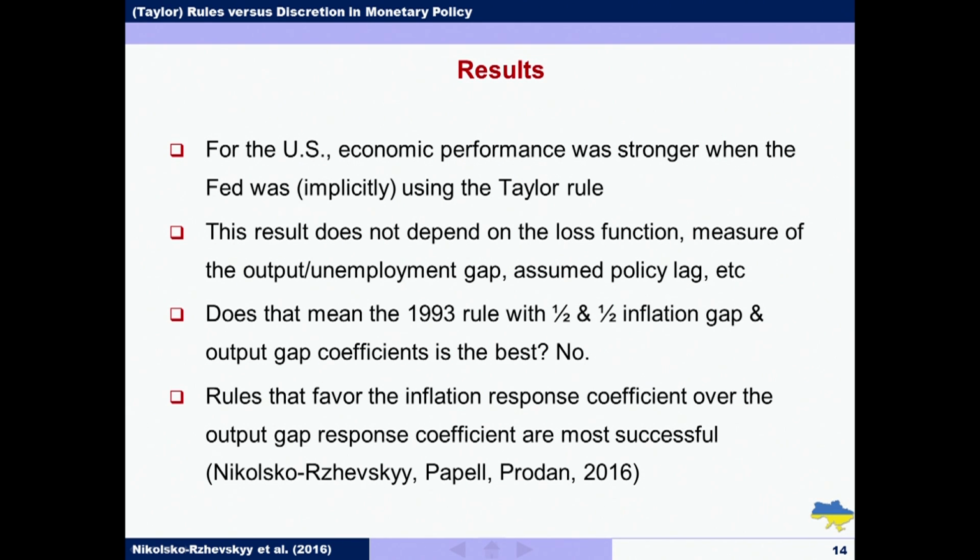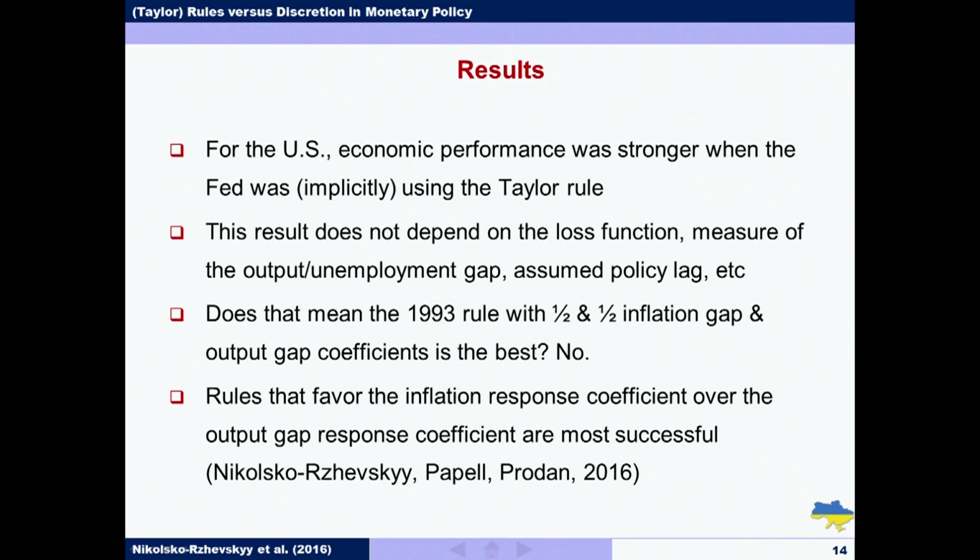Of course, in all of that analysis, we compared the classical 1993 rule to discretion. And yes, we indeed obtained that the classical rule seems to work better than discretion. But does it mean that the classical rule is the best possible rule? The answer is no. The classical rule assumes equal response coefficient for the output gap and for the inflation gap, those coefficients are 0.5 and 0.5.